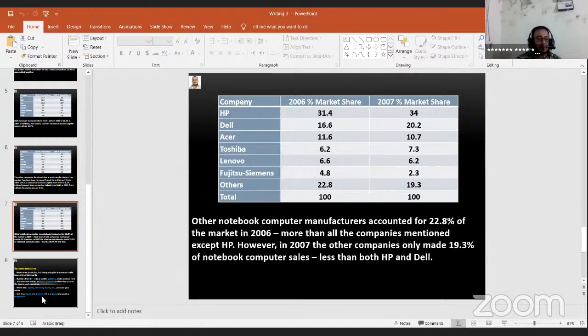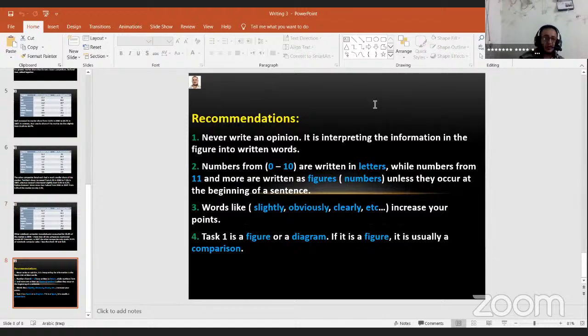Okay. Now, recommendations. Never write an opinion. It's interpreting the information in the figure into written words. The figure could be a table, could be a graph, could be a chart. Okay, they are all called figures.